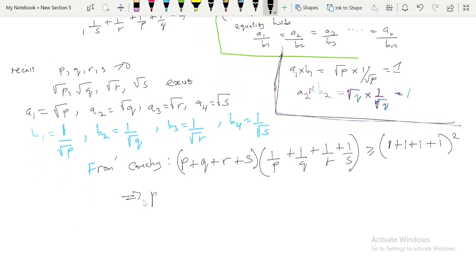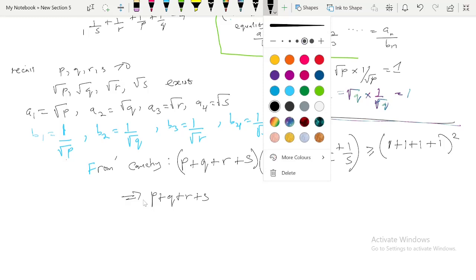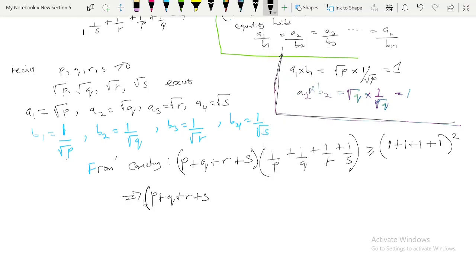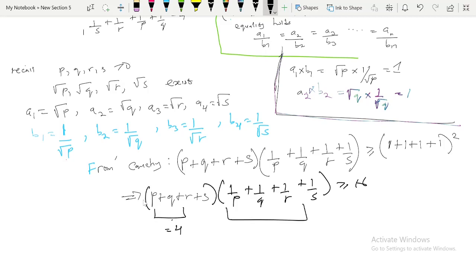This means that (P plus Q plus R plus S) times (1 over P plus 1 over Q plus 1 over R plus 1 over S) is greater than or equal to 16, right? But you know that we have this. Now recall that P plus Q plus R plus S is 4, and we also know this is equal to 4, right? So this is 4 times 4, so this is actually 16. We have 16 greater than or equal to 16. Since these two sides are equal, it means equality holds in this case.